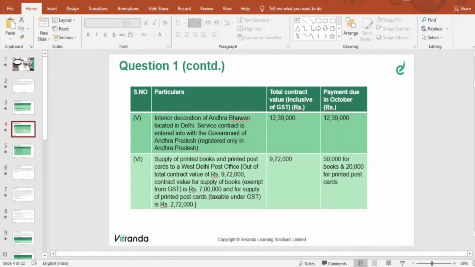At that point of time, you have to include both the exempt supply and the taxable supply. So I am going to see 9,72,000 on a holistic basis. First of all, it is established that the entire contract value is more than 2,50,000. Then the crux is TDS is to be deducted on the amount which is on taxable goods or supplies only.